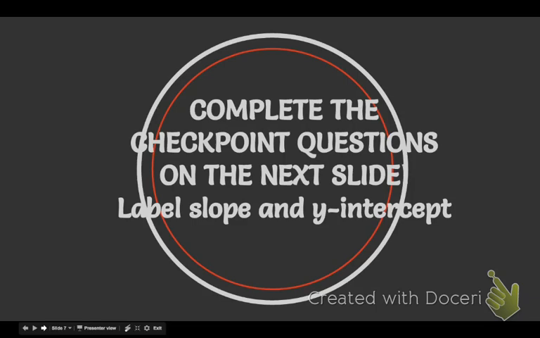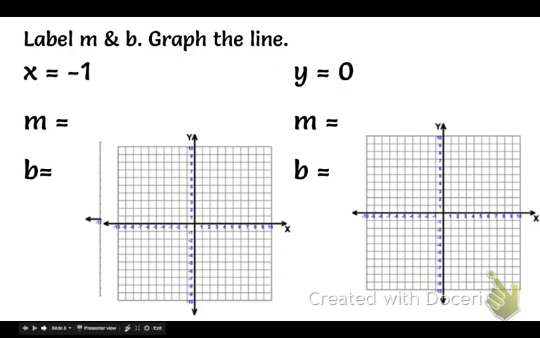Here are your 2 checkpoint questions. So I'm going to ask you to complete the checkpoint questions on the next slide, label the slope and the y-intercept, and share them with your math instructor. So take a moment to pause the instructional video and jot down the 2 equations, x equals -1, y equals 0. Go ahead and create tables, graph your lines, and calculate the slope and the y-intercept of both of these lines. When you're finished, you'll need to check them in with your math teacher. Good luck.